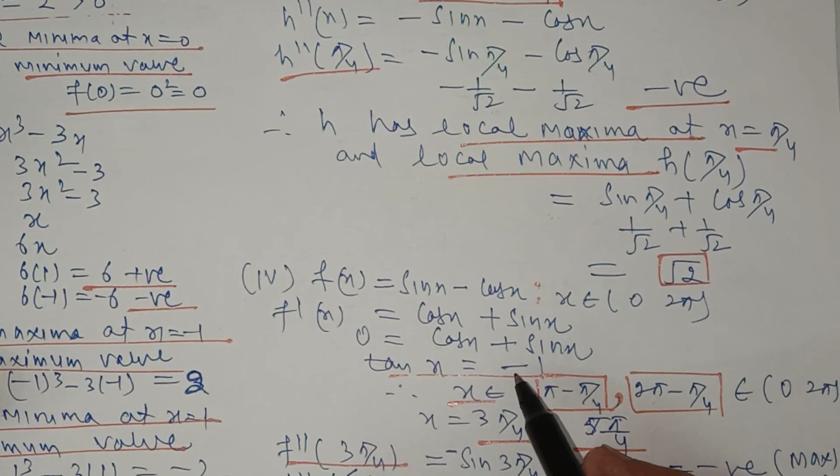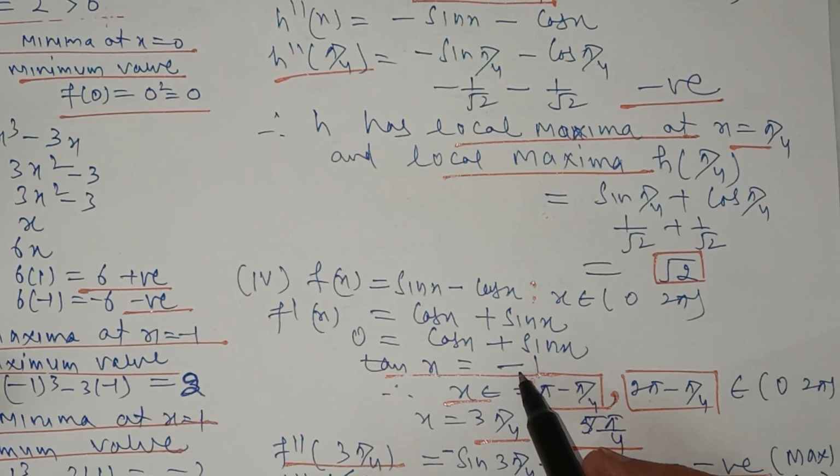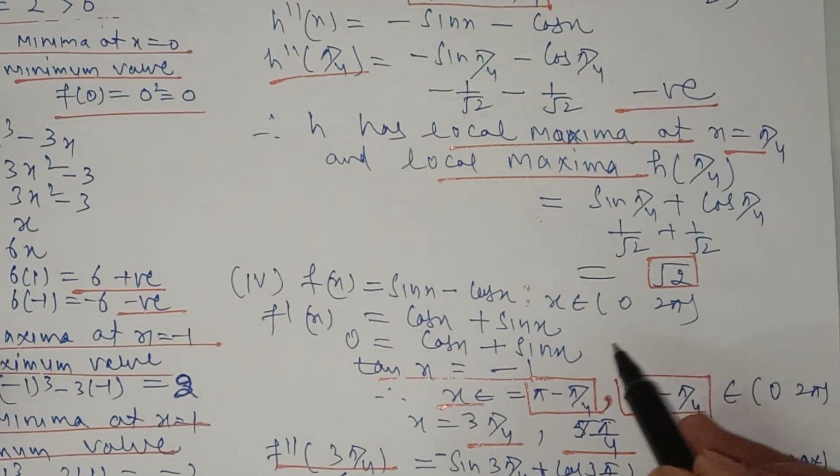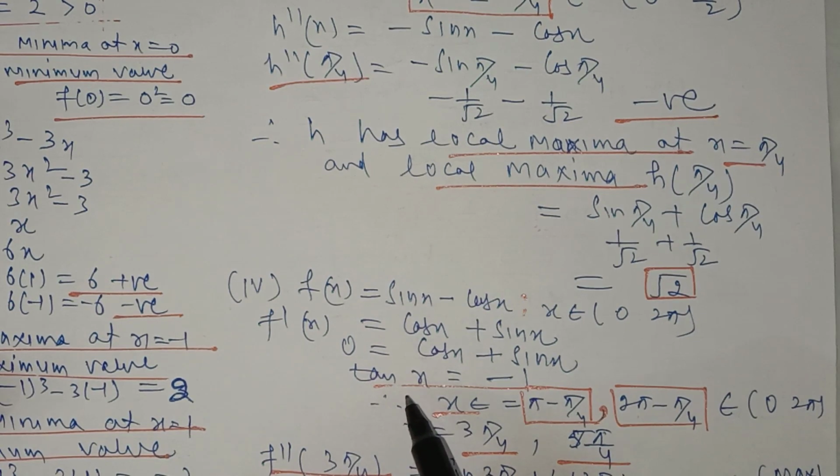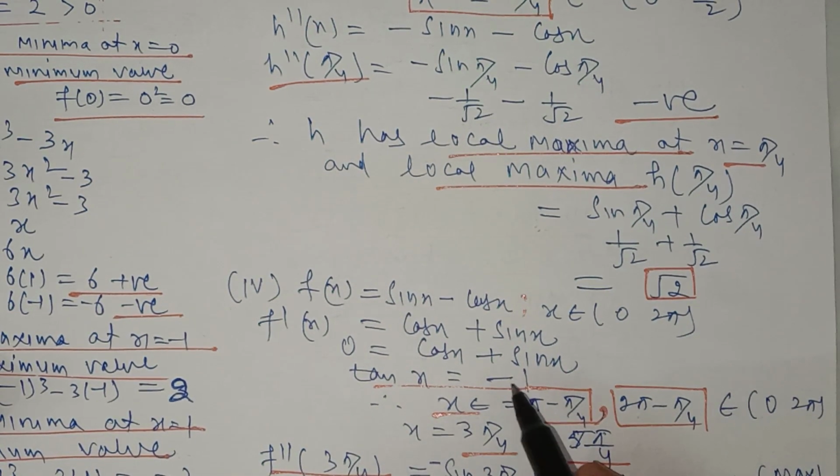Now we know that tan is negative in the second and the fourth quadrant, because we have 0 to 2 pi, that is the first, second, third and fourth quadrant. So you know how to find the value of tan x equals minus 1. The second quadrant will be 180 minus 45, and in the fourth quadrant it will be 360 minus pi by 4.